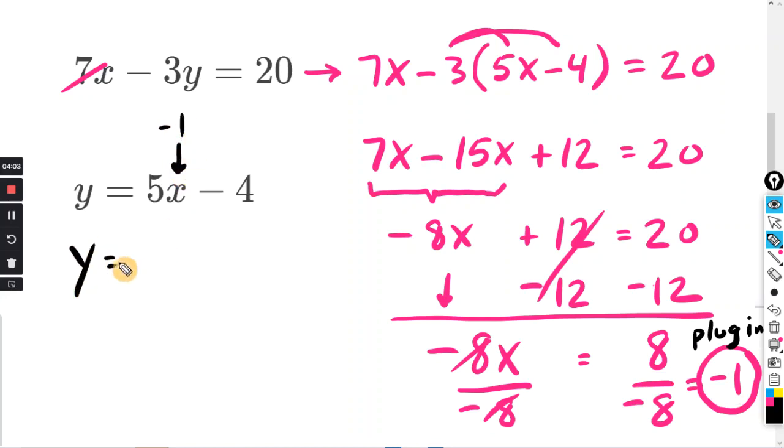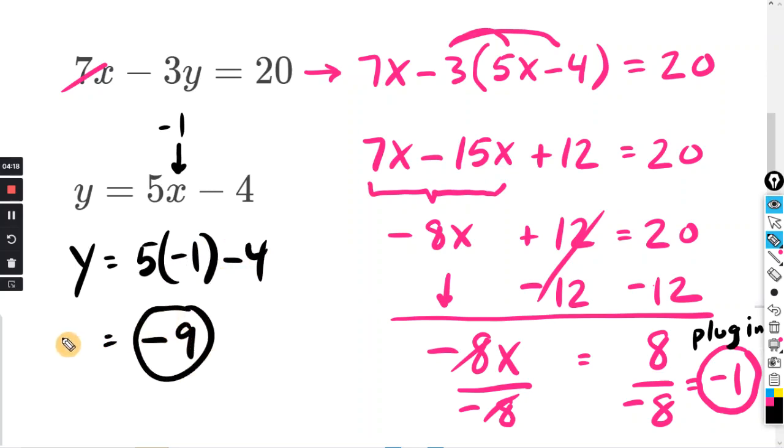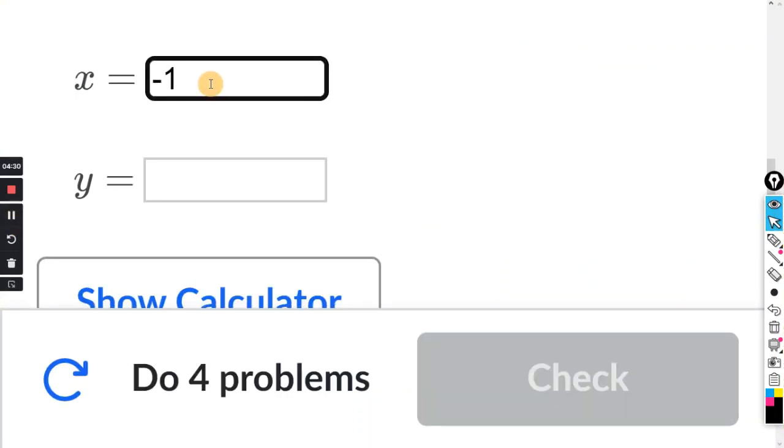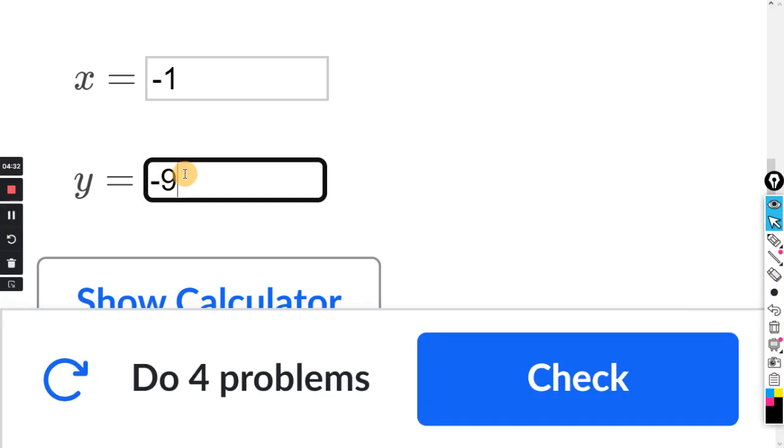So we have y equals 5 times negative 1 minus 4. 5 times negative 1 is negative 5, minus 4 is negative 9. So y equals negative 9 and x equals negative 1. Okay, negative 1 and negative 9. Okay, make sure you put the correct number in the correct box for x and y.